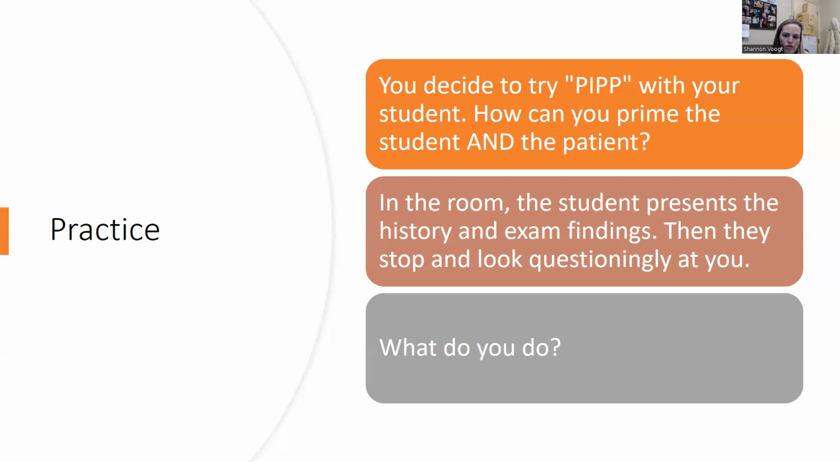Let's say you're in the room and the student starts presenting the history and exam, but then they just stop. What do you do? I think in front of the patient, it can be really hard for the student to step out on a limb and say, this is what I think it is. So sometimes I'll ask them more specific questions, like, what do you think might be going on? Because we know that the student might be wrong, so we don't want the patient to think this is definitely what it is. We'll say, what thoughts did you have? Do you think these two symptoms are connected or separate?